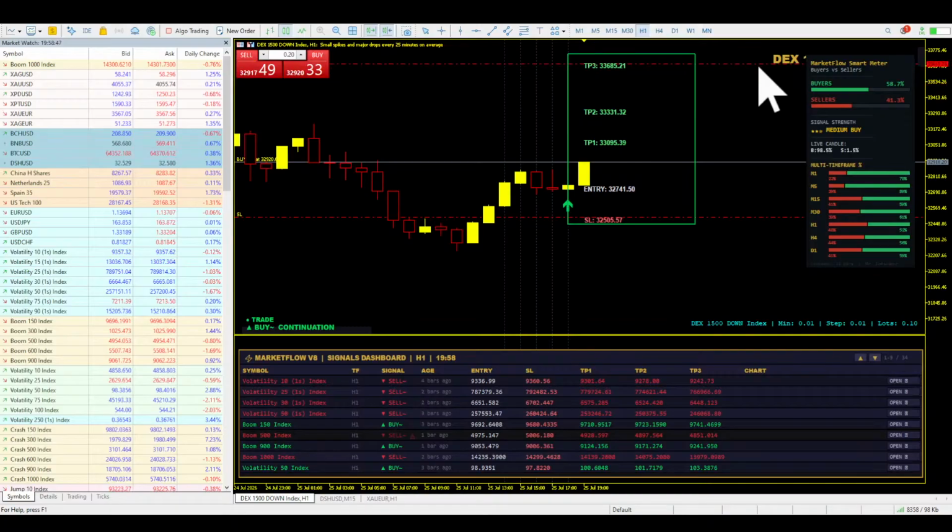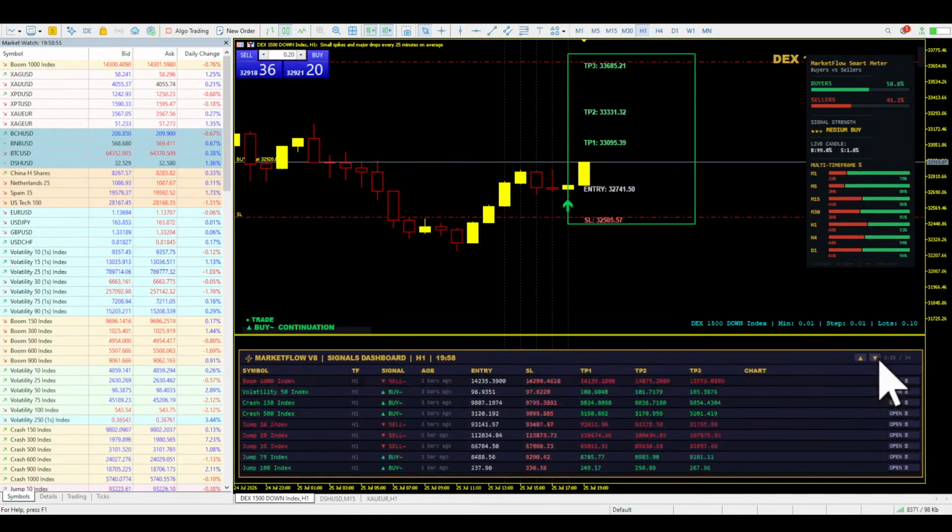Let me see. Okay, the lots are not too bad. The pip value is not too bad here. So I'm just going to allow this one to run. That's the DEX 1500 index.